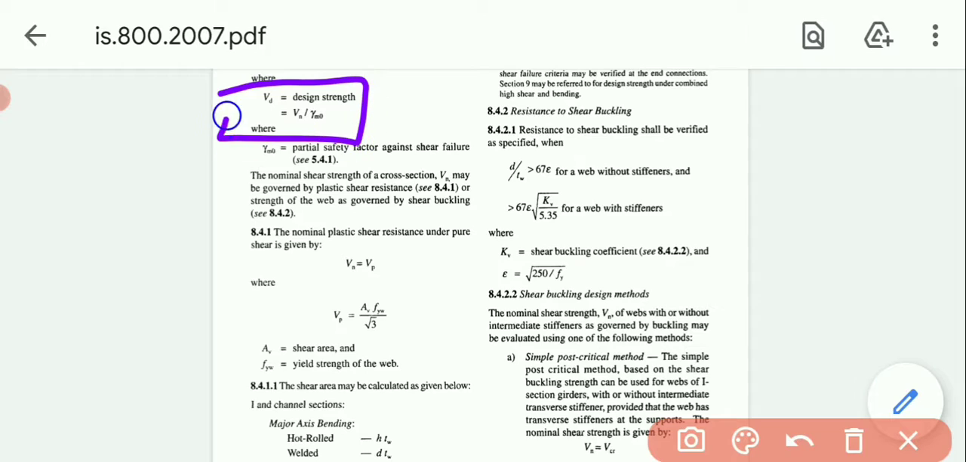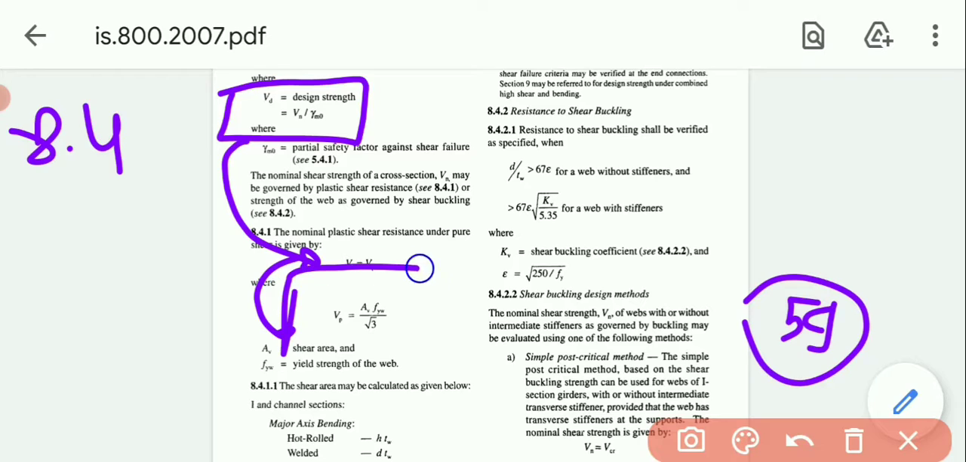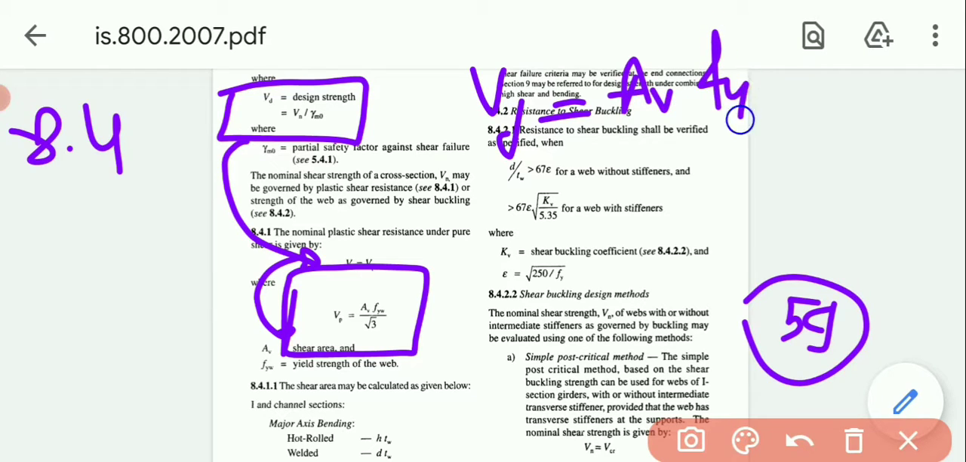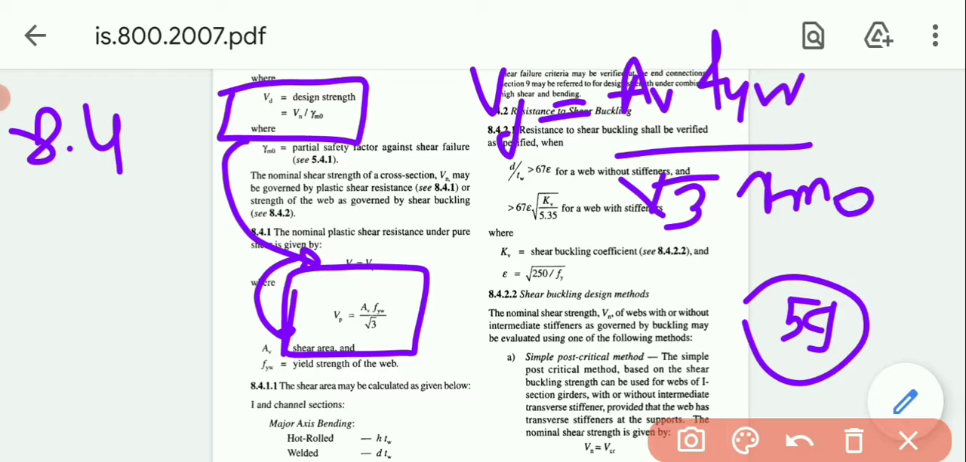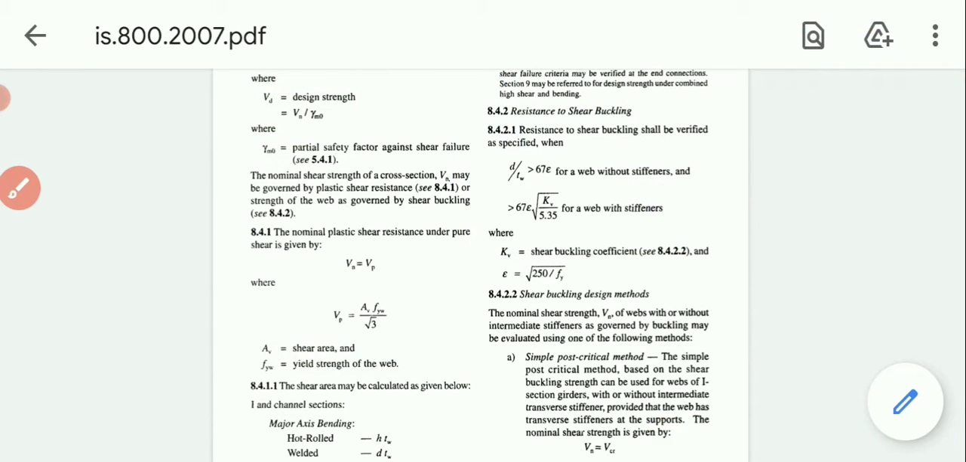VD equals Vn by gamma m0, page number 59, clause number 8.4. Where Vn equals Vp, and Vp equals Av fy by root 3. So ultimately the formula becomes VD equals Av fy divided by root 3 gamma m0. This is the standard formula for checking shear of any structural member. Let's use this formula.